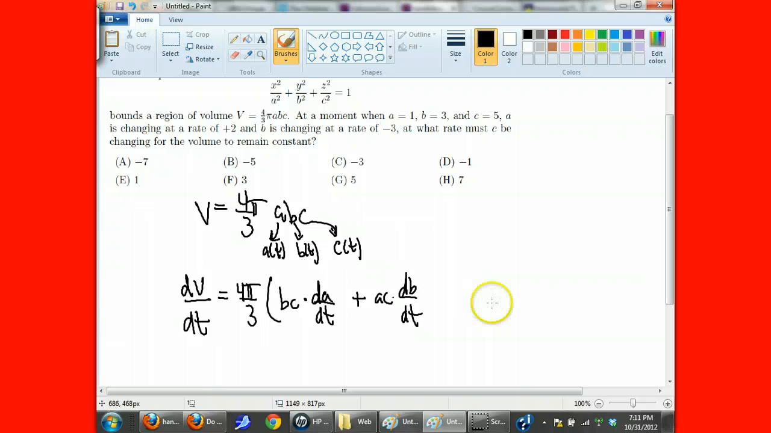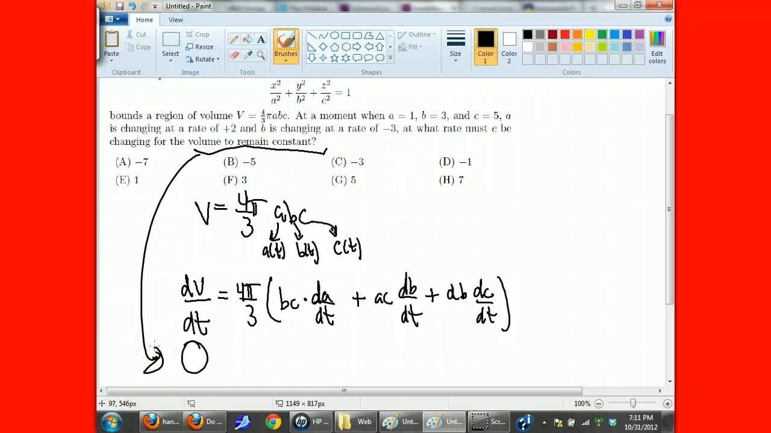Well, what is this? So the volume needs to remain constant. If something is remaining constant, its derivative is 0. And you're on your way. I'll let you finish it off.